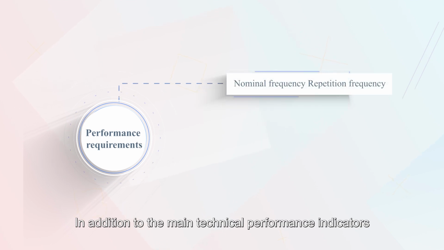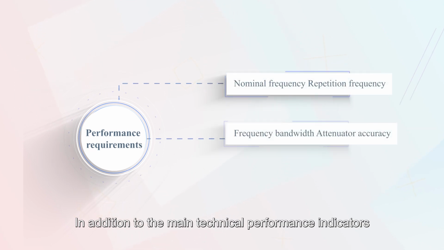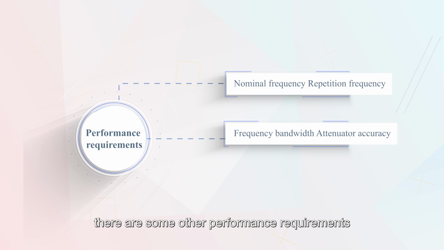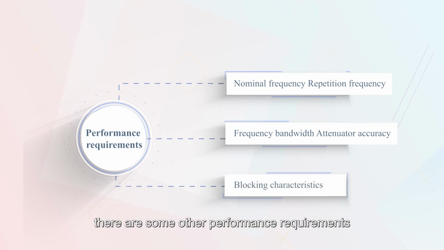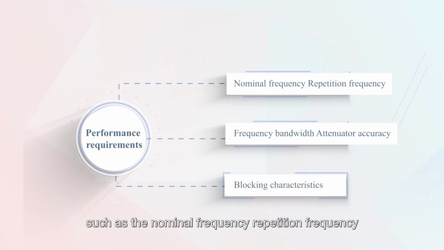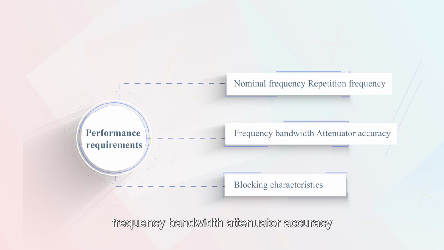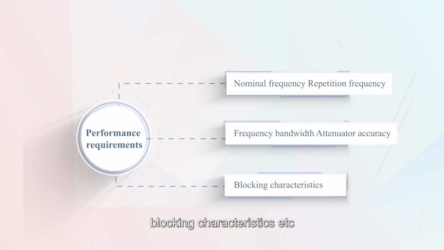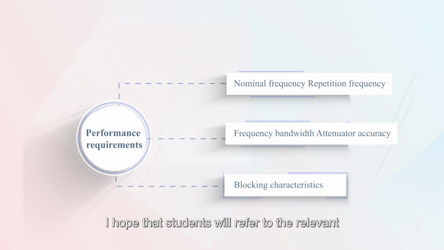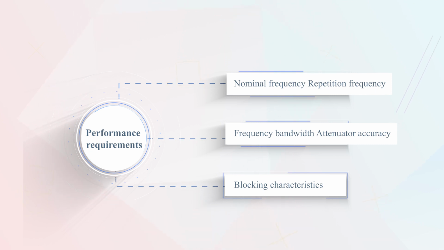In addition to the main technical performance indicators mentioned above, there are some other performance requirements, such as nominal frequency, repetition frequency, frequency bandwidth, attenuator accuracy, blocking characteristics, etc. I hope that students will refer to the relevant standard after class and study on their own. The performance of the ultrasonic probe and its tests are introduced below.